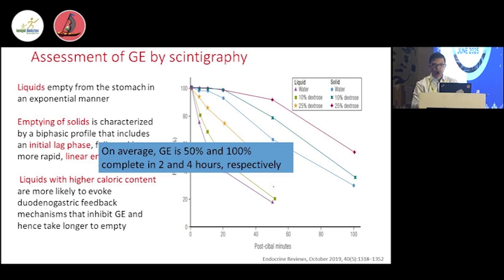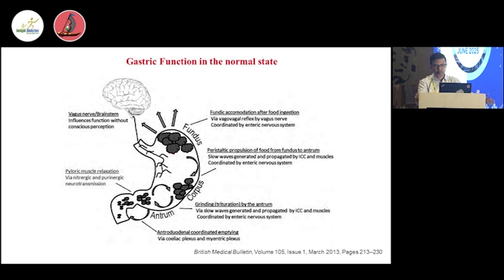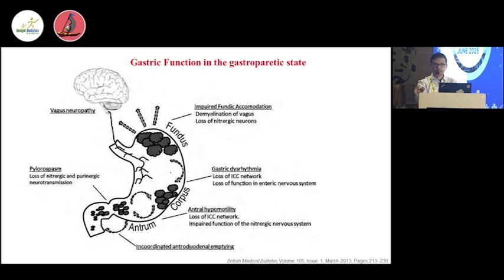Now, the movement of liquids and solids is very important when gastric emptying is considered. Liquids empty from the stomach in a more exponential manner. This we have learned by scintigraphic studies. If you can see the extreme left-hand side of the bar, liquids go down in an exponential manner. Extreme right-hand side of the solids, which initially have a lag phase, and then there is a linear emptying. Nevertheless, on an average, 50% and 100% of gastric emptying is completed in 2 and 4 hours respectively. If it is delayed beyond this, then definitely there is a delay in gastric emptying, and this is the basic investigation we need to understand whether there is delay in gastric emptying.